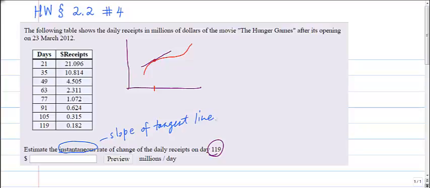tangent line, okay? If I want to approximate the slope of the tangent line, let me look at the point before and the point after the point I'm interested in. So if I'm interested in 119, I want to... okay, so I just realized 119 is an endpoint. This is not going to work for endpoints.